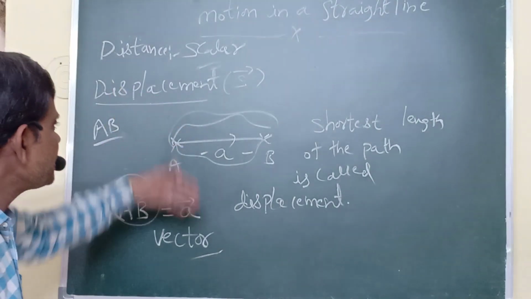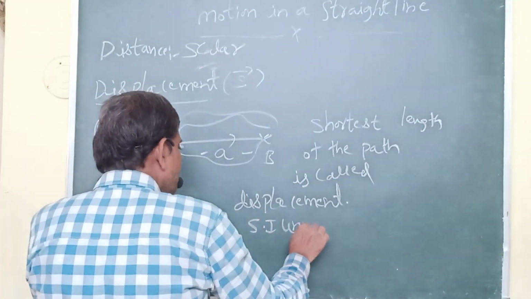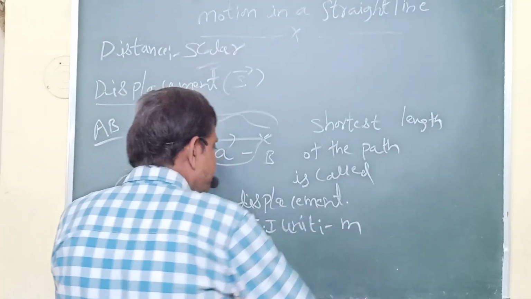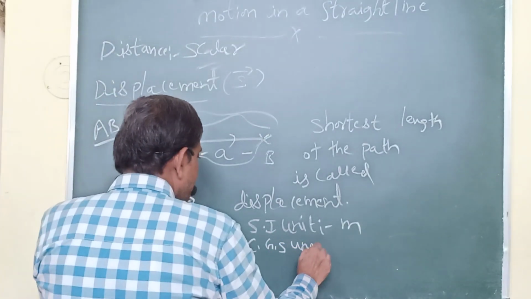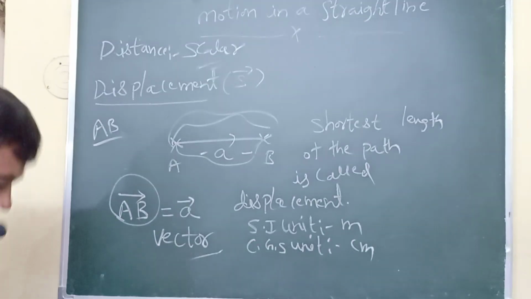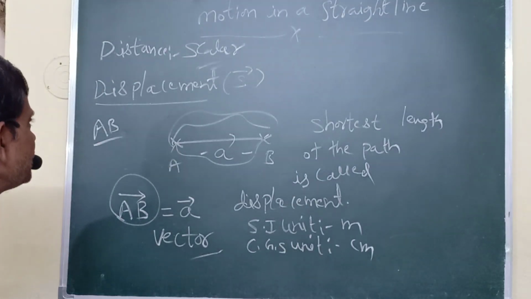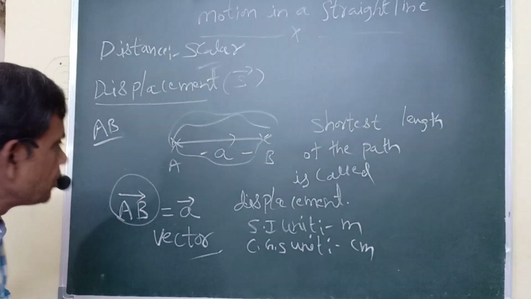So what are the SI units for displacement? Same as before, that is meter. What are the CGS units? CGS units is centimeter. So this is about displacement. Distance is scalar and this is vector. Units are the same only.